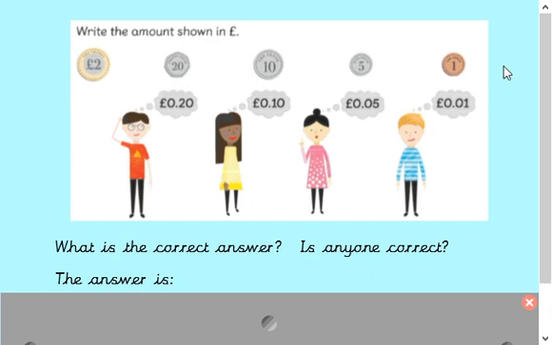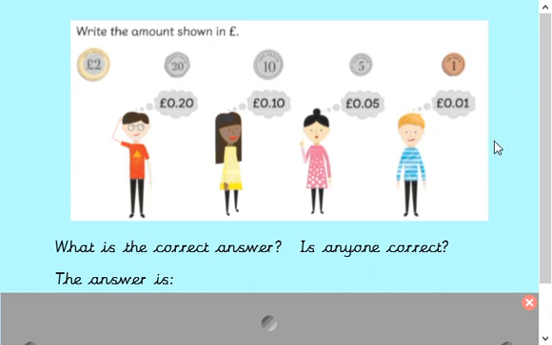Now it's your turn. Look at the slide. We've got here an amount of money. 4 children have said what they think the amount of money is on this slide. What is the correct answer? Is any of them correct? Press pause now while you think and press play when you're ready to resume.